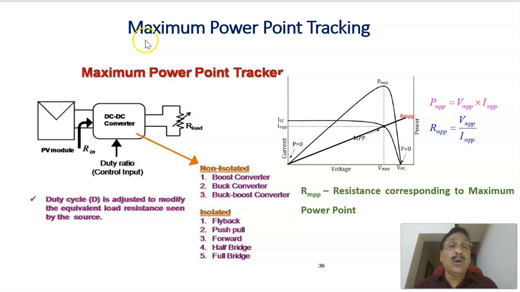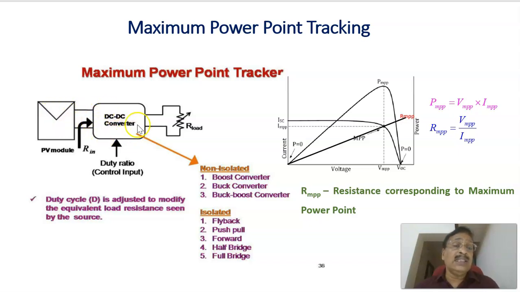Now let us see how maximum power point tracking can be implemented. This is a solar panel. This is the load. In between the solar panel and load, there should be a DC to DC converter. The function of the converter is that, as you know, the solar panel can deliver maximum power into the load if the resistance at the input side of the DC converter, that is the output side of the solar panel, is the same as RMPP.